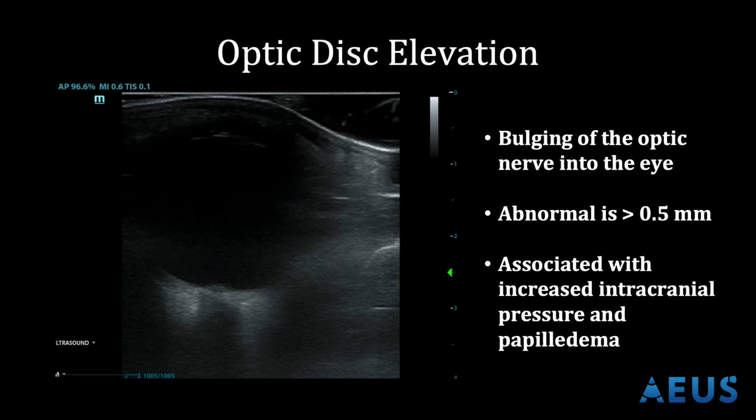Optic disc elevation, however, is more specific for increased intracranial pressure and is seen with a convex hyperechoic bump over the optic nerve sheath. Any bulging greater than 0.5 millimeters is considered abnormal, which suggests that if you see this finding, it is abnormal. This has been shown to be more specific but less sensitive than optic nerve sheath diameter for the evaluation of increased intracranial pressure.